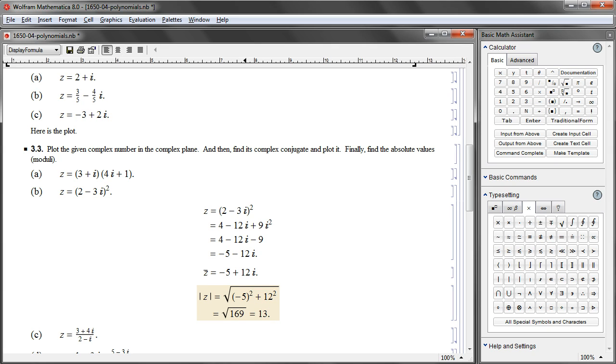Somehow I did not align them very well. Okay, that looks good.